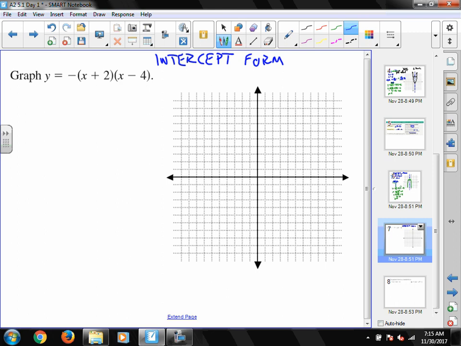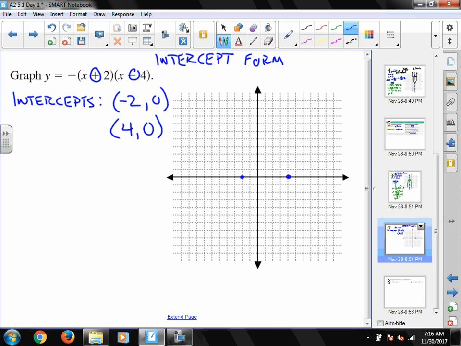So that tells me that my intercepts are at, well, my x value, I see a positive, again, in parentheses. That means I'm dealing with a negative. So I have -2, 0, and I see a -4 here, which means I'm dealing with a +4, 0. So plot those points. -2, 0, 4, 0. And look at that, I've already got 2 points on my graph.